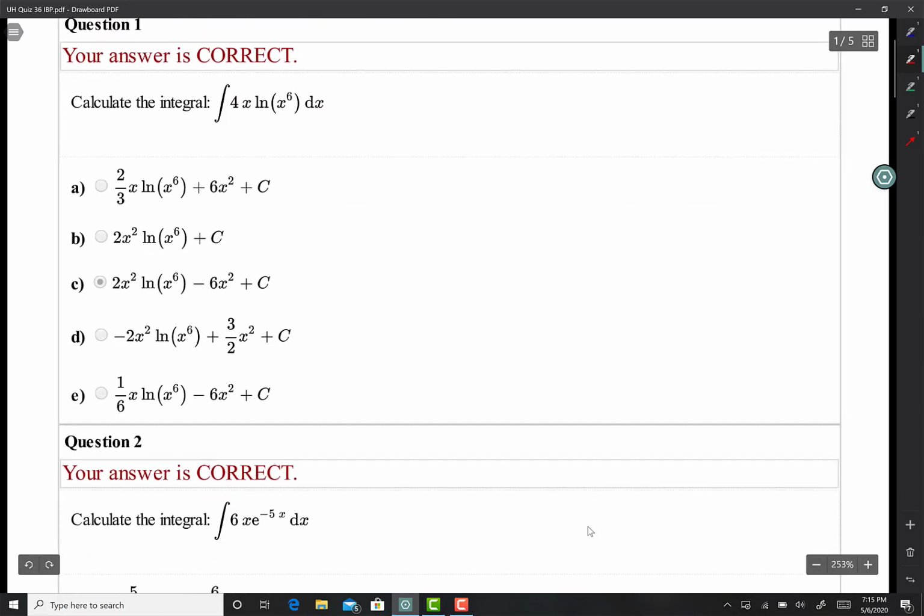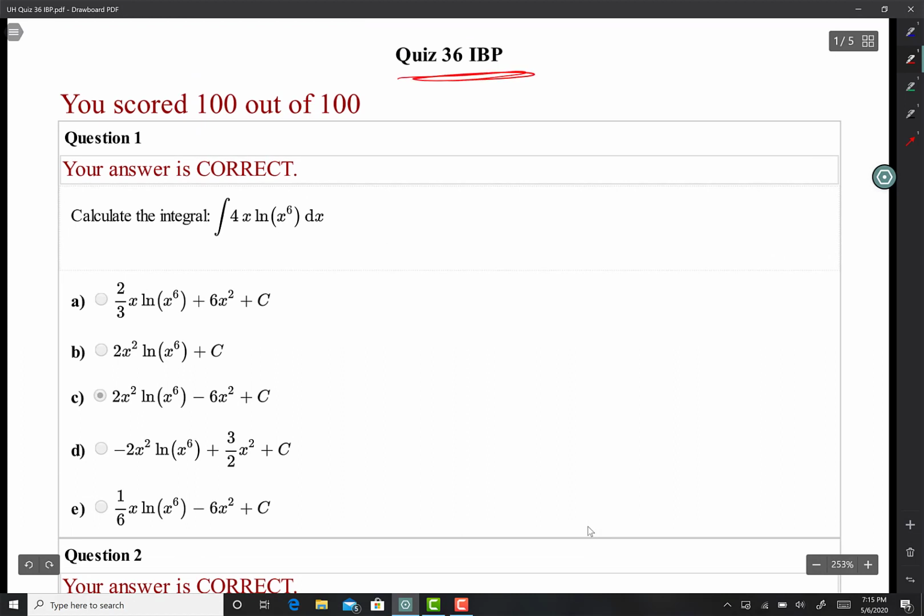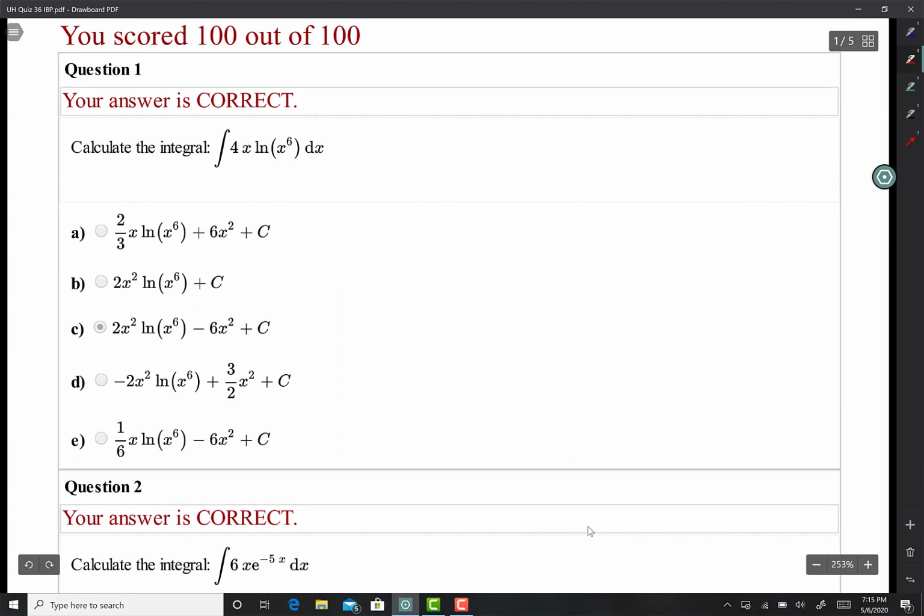So look at this one here. Obviously we know we're going to do integration by parts because that's what this quiz is called, but let's say we didn't know that. We can't do U substitution because the power inside the argument of ln is to the 6, and I don't have a power of 5 here. So the trick is to use integration by parts.